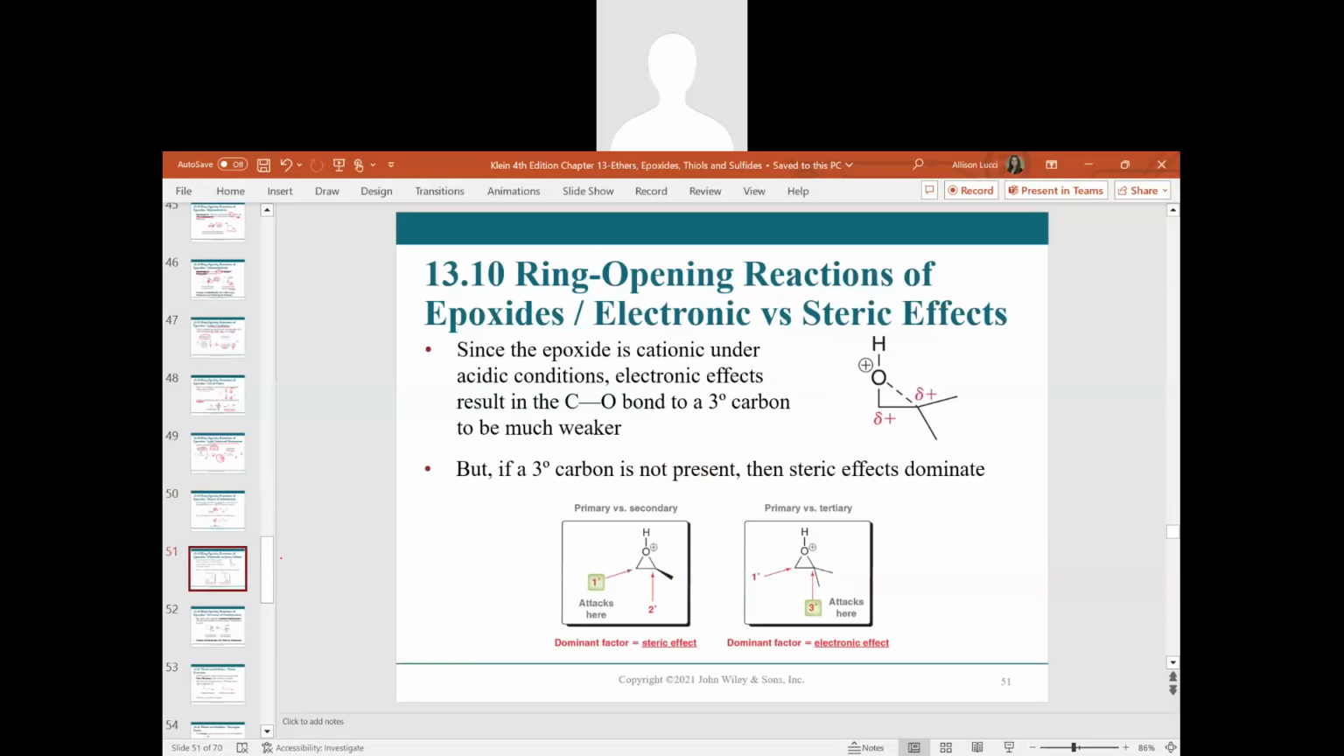So why does this occur? Since the epoxide is a cation under acidic conditions, we'll see that the electronic effects overwhelm when we have a primary versus tertiary site for attack, versus our dominant factor being the steric effect when we only have a primary versus secondary site on our epoxide. So note that when it's primary versus secondary, the primary site would win for a nucleophilic attack, but if it's primary versus tertiary, the nucleophilic attack would occur at the tertiary site because of that electronic effect being our dominant factor.